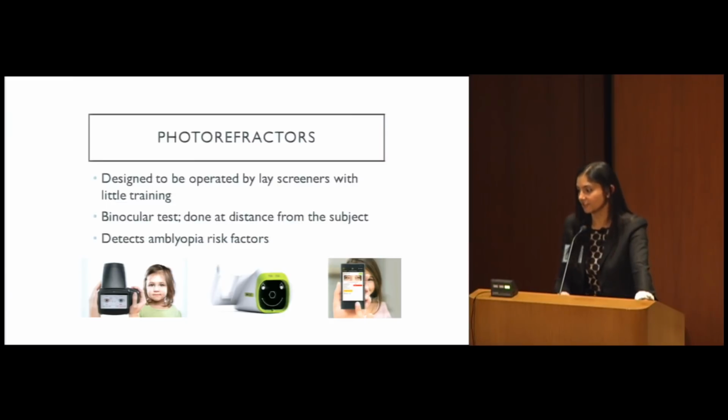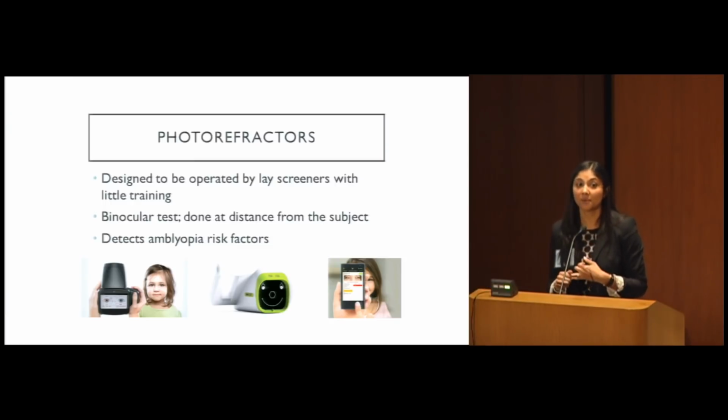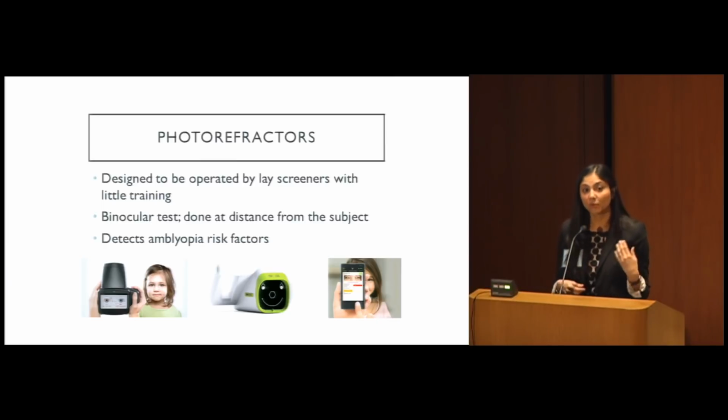So our photorefractors, there's three different types that I'll go through, but these are designed to be operated by lay users. So librarians, and someone who's in a daycare, anyone can use this test because it's quick. It can be done at a distance. It doesn't have as much user variability, and it has checks in place so that you get an accurate result. It's a binocular test. You don't need to cover one eye or another. It takes about 5 seconds to do, and it can detect amblyopia risk factors, so normally a refractive error, so it can do a gross measurement of what a glasses prescription would be, and then also if there's a strabismus or a misalignment of the eye.